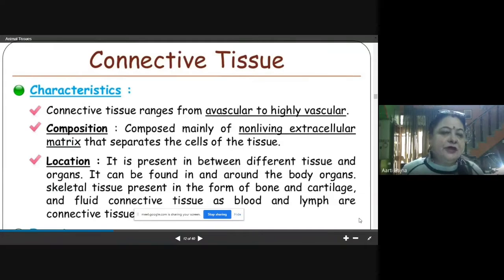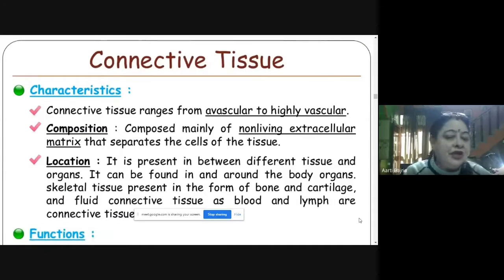The characteristics of connective tissue range from avascular to highly vascular, and the composition is mainly of non-living extracellular matrix. There is a matrix, a fluid medium, wherein the cells are present. This is extracellular material, which is called matrix, and it is separating the cells of the tissue. So cells are separated by this extracellular fluid medium, which is called matrix.